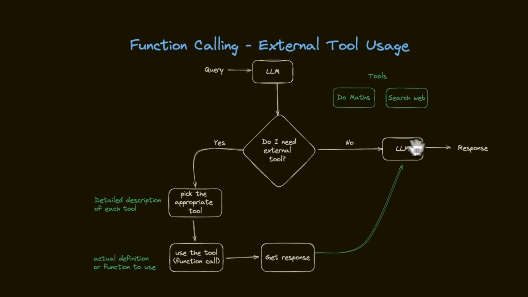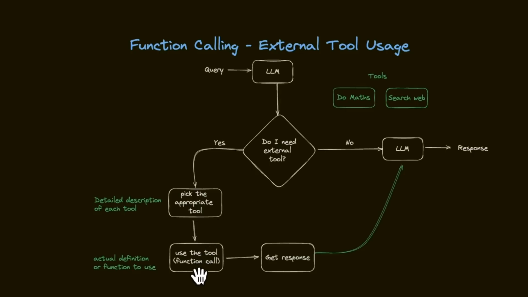If it doesn't need a tool, it will just generate a response, so it's going to be a two-step process. But if it decides to use a tool, then based on the available list, it needs to pick an appropriate tool for the task and then generate the inputs to that specific tool.